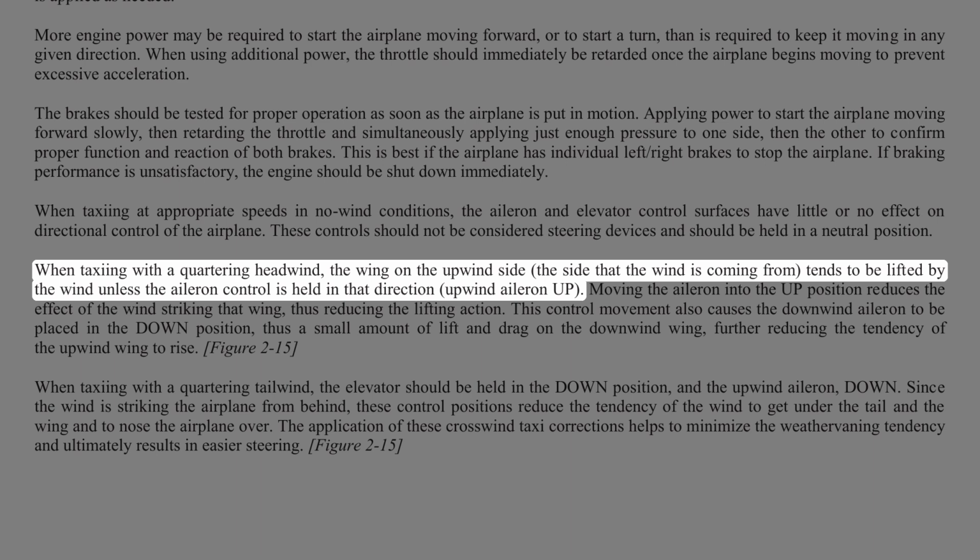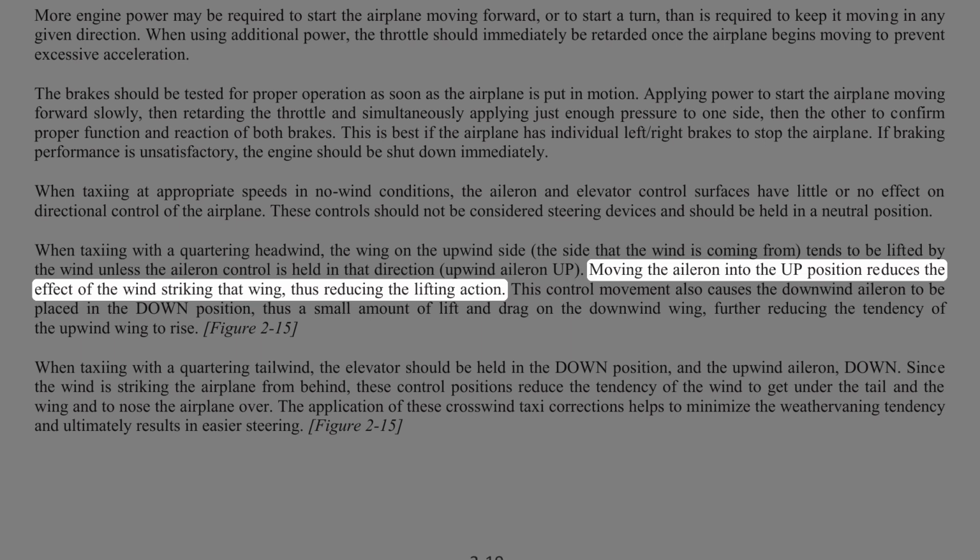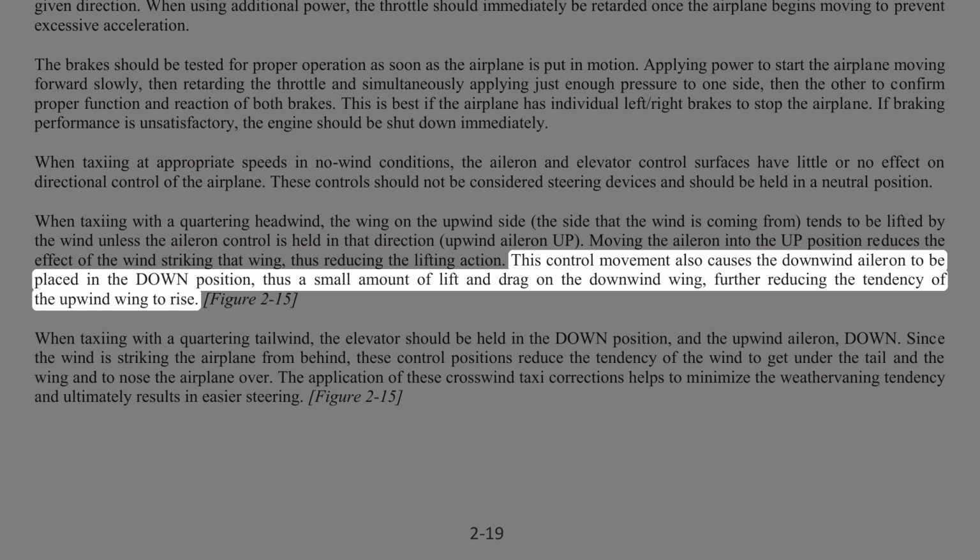When taxiing with a quartering headwind, the wing on the upwind side, the side that the wind is coming from, tends to be lifted by the wind unless the aileron control is held in that direction, upwind aileron up. Moving the aileron into the up position reduces the effect of the wind striking that wing, thus reducing the lifting action. This control movement also causes the downwind aileron to be placed in the down position, thus creating a small amount of lift and drag on the downwind wing, further reducing the tendency of the upwind wing to rise.